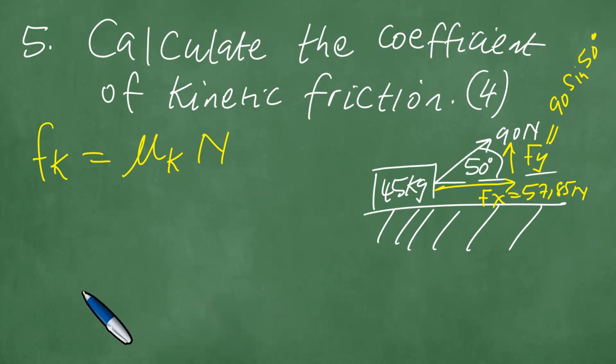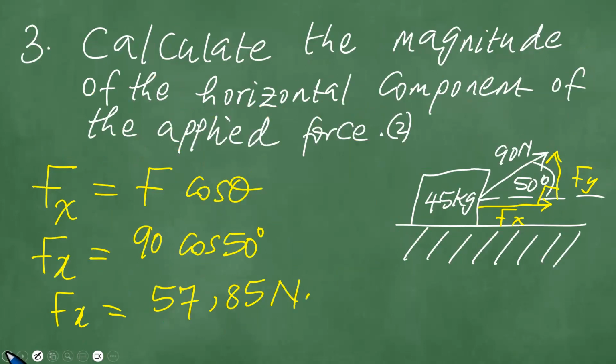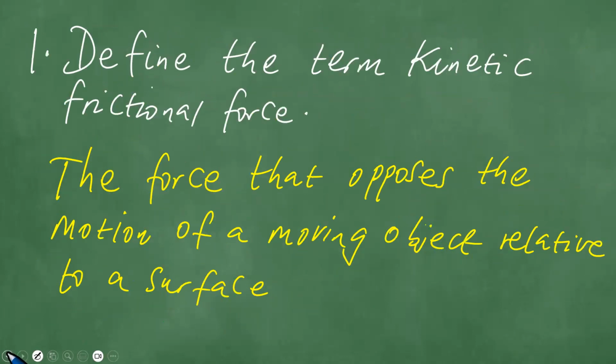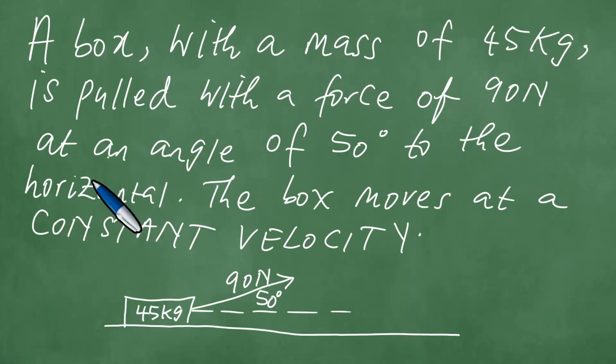Okay, now with this said, so the Fk, okay, if you look at this question carefully, let's look at what the examiner was saying here. A box with a mass of this is pulled with a force of this at an angle of this to the horizontal. The box moves at constant velocity.